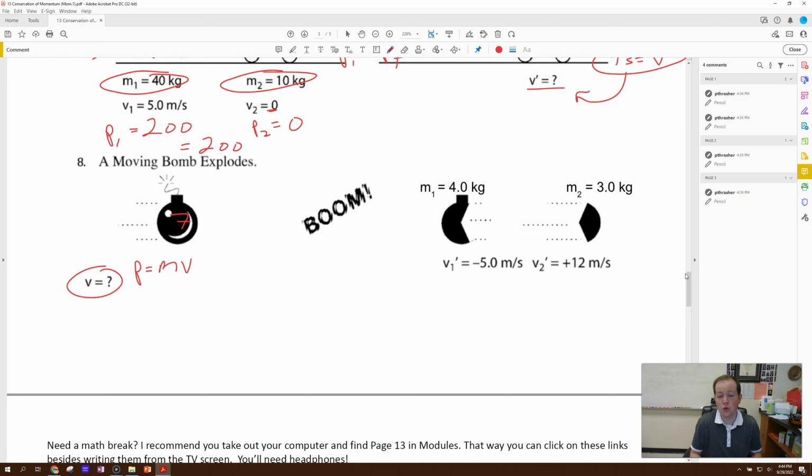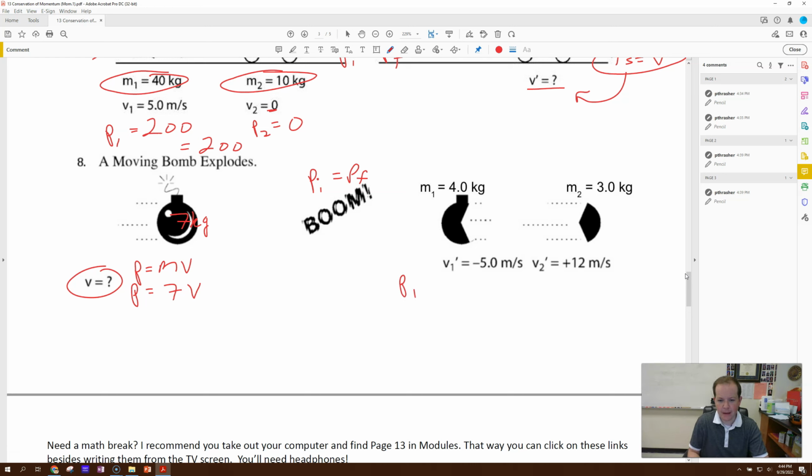Okay, it just broke into 2 smaller chunks, but the total mass should be 7 kilograms. So if I know the mass, P equals 7 times V. If I know the momentum, I'm in business. Oh, I don't know the momentum. But if I can figure out the momentum after, then by conservation, it must be the same thing. So can I find the momentum before?